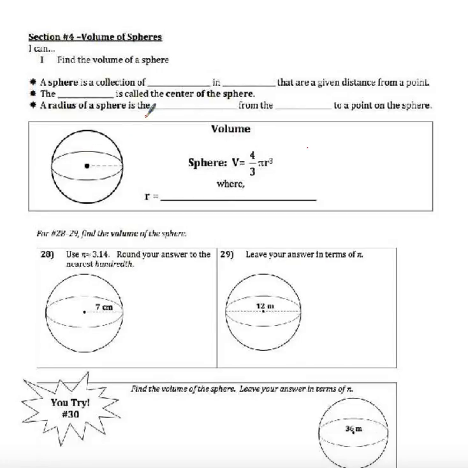A sphere is a collection of points in space that are a given distance from a point. The point is called the center of the sphere. The radius is the distance from the center to a point on the sphere.